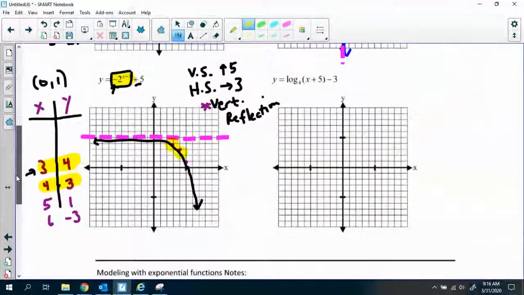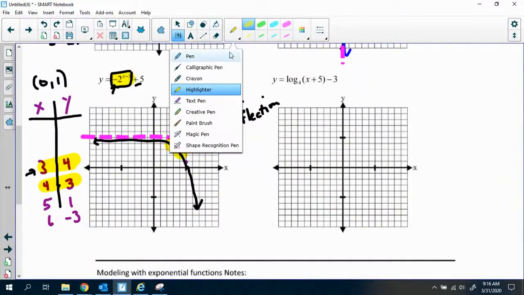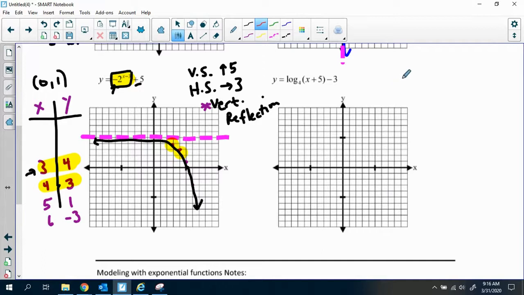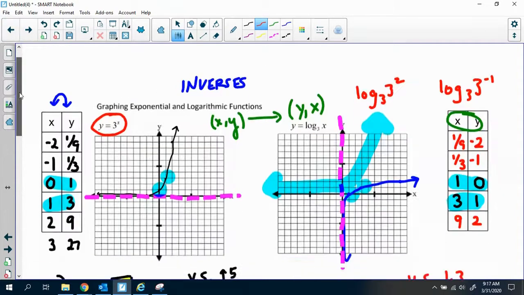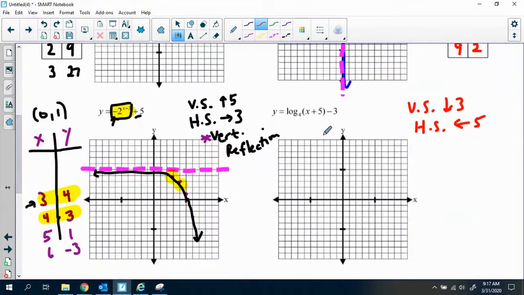Last thing that we're going to graph, log base 4 of (x plus 5) minus 3. So I have a vertical shift down 3, a horizontal shift to the left 5 of my log graph. So basically what's going to happen is I'm going to take this log graph, it's going to move down 3 and to the left 5. So I'm just going to plug in some points to make sure that I know what's going on.